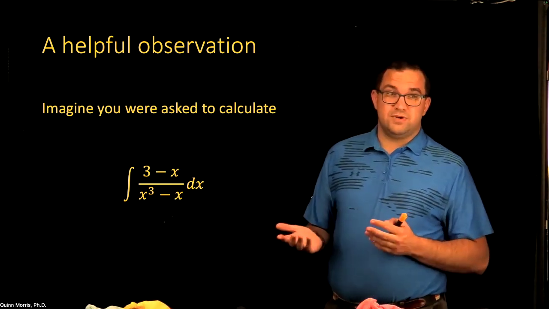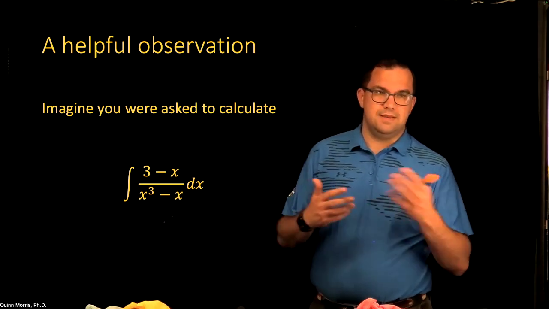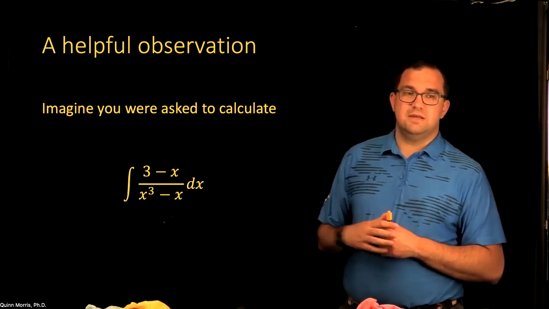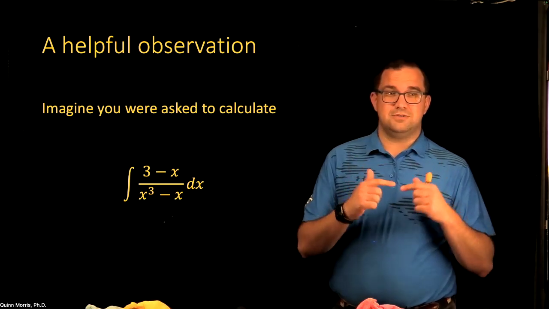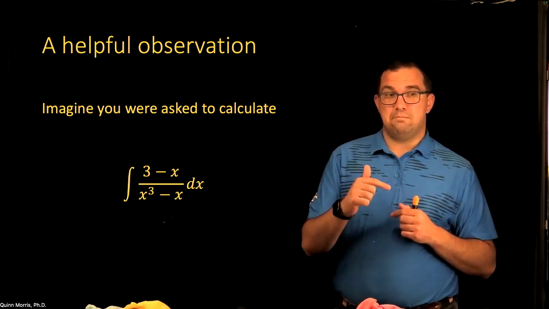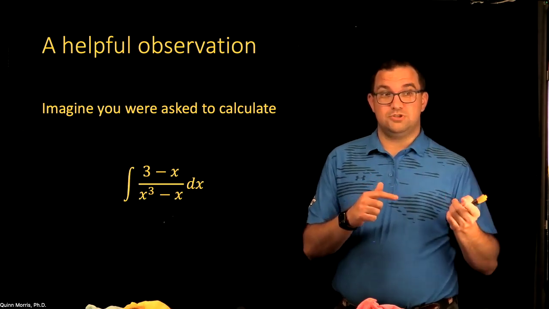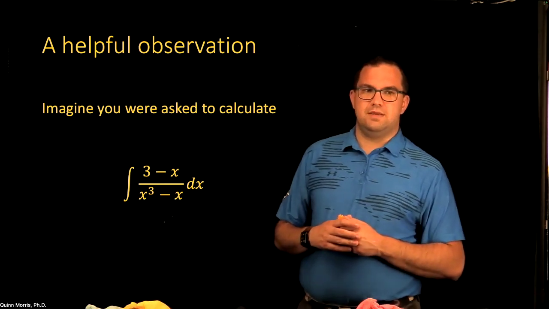I could try by parts. That would be the next one. By parts, I would need a product of things. I could rewrite this as a product, but it's not clear how either of those, one might get better as you take a derivative, but the other one's probably going to get much worse as you take an antiderivative. So it turns out integration by parts here is not a great method either.